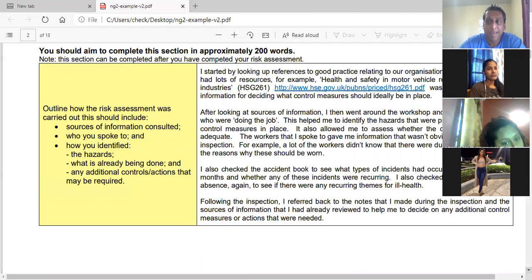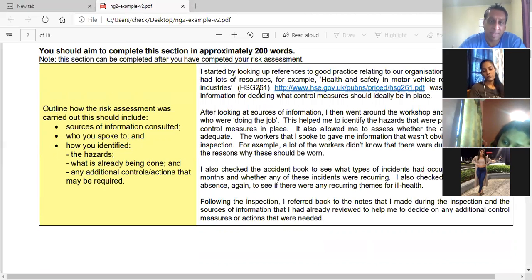Again, you should probably have a look at part one of this, but it almost seemed like the couple of them that I saw this week were still leaving out one of the main pieces here, right? So we should probably start at the beginning: how would you go about doing the risk assessment?